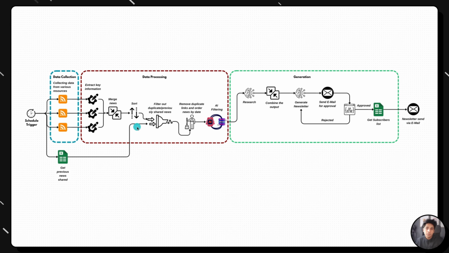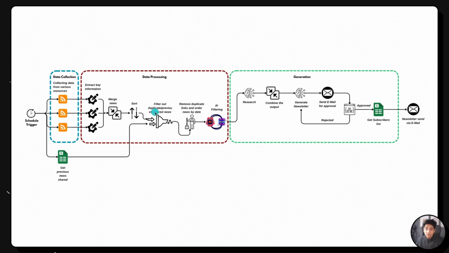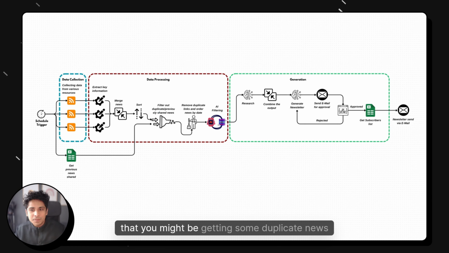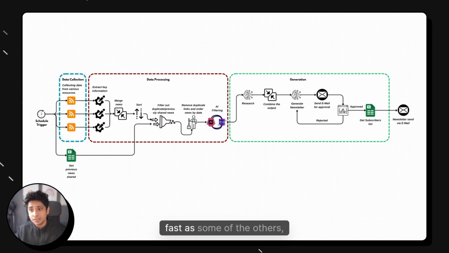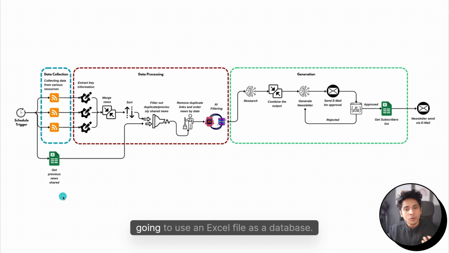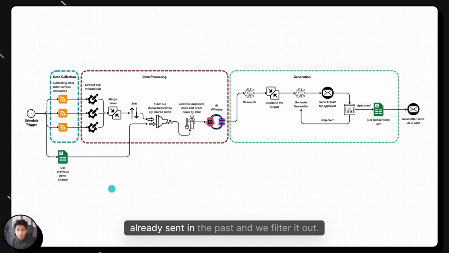You sort it by maybe publishing date, and then we need to filter out, because if you're running this workflow daily or hourly or weekly, there's always a risk that you might get some duplicate news because some of the RSS feeds are not updating as fast as others. So what I'm going to do is use an Excel file as a database, and we look at what articles we have already sent in the past, and we filter them out.